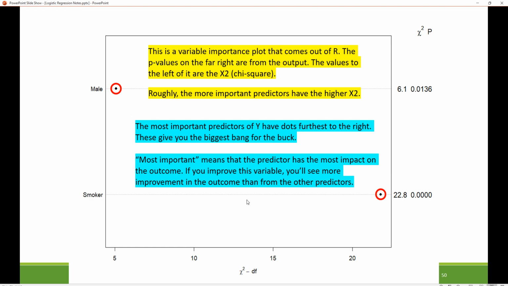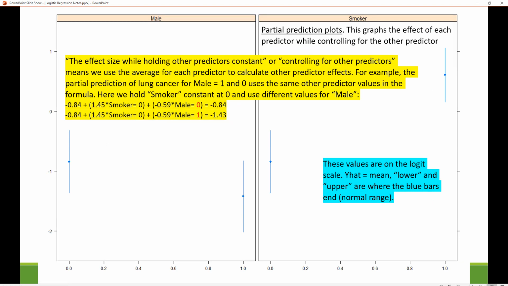For this analysis, we see that the smoker effect has a dot very far to the right, so that would mean that that one is much more important than the male status. And for this graph, we're looking at partial prediction plots. This graphs the effect of each predictor while controlling for the other predictor. What we can say is the effect size while holding other predictors constant, or controlling for other predictors, means we use the average for each predictor to calculate other predictor effects.